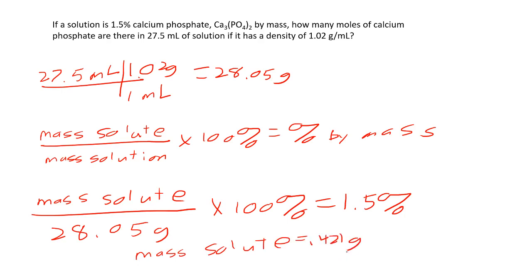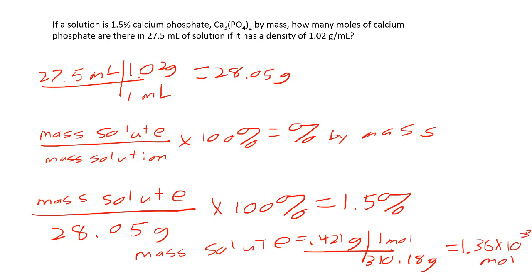Now the problem asks us how many moles of calcium phosphate. So I have to finish the problem by converting this to moles using the molar mass. And so the molar mass is 310.18 grams is 1 mole. So when I do that, I'm going to get that I have 1.36 times 10 to the minus 3 moles.